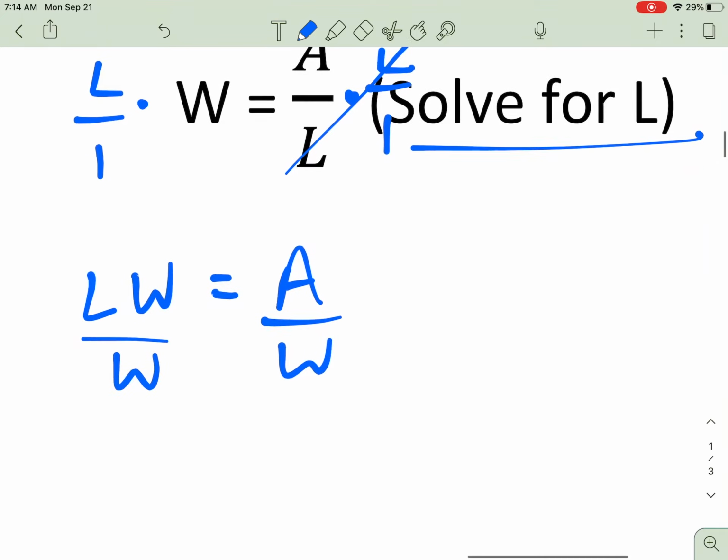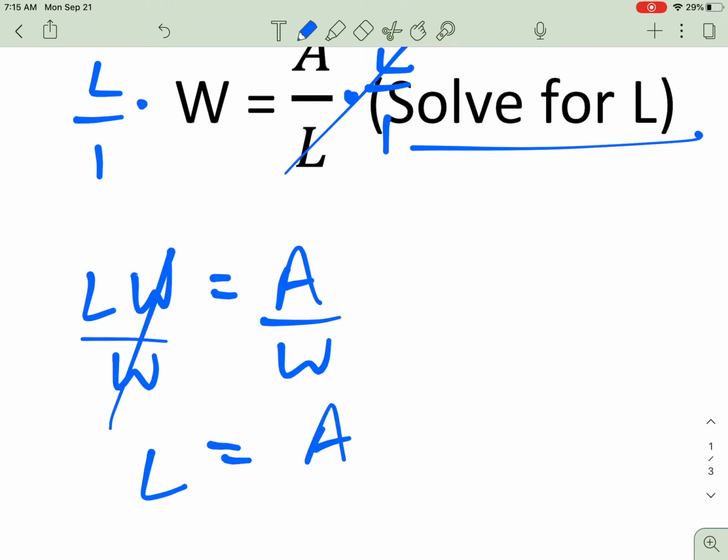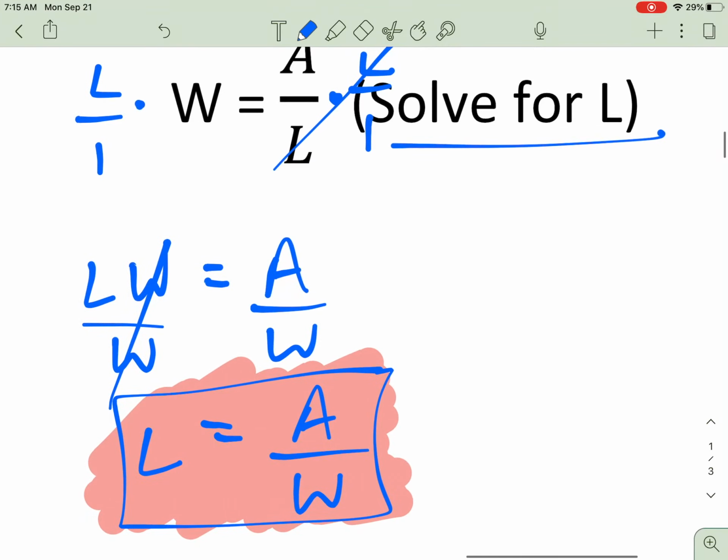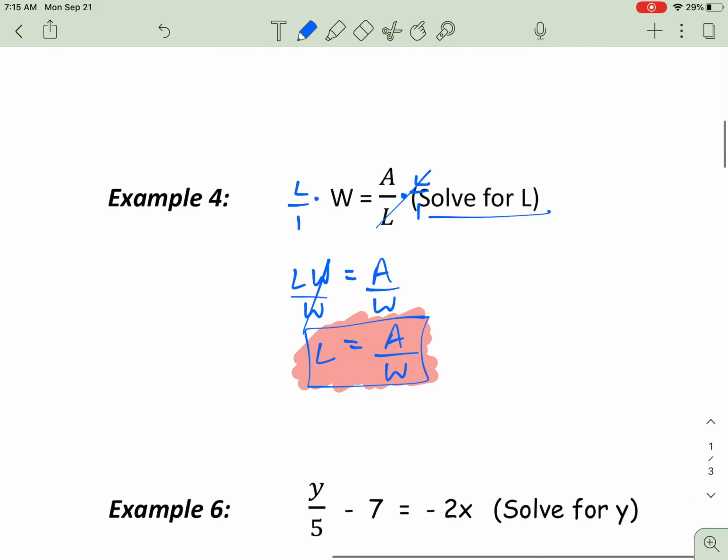So notice that this was a two-step problem. L and W's cancel. A divided by W. Okay, so if the variable that you want to solve for is on the bottom of a fraction, it's going to be a two-step problem. You're going to have to multiply first and then divide.